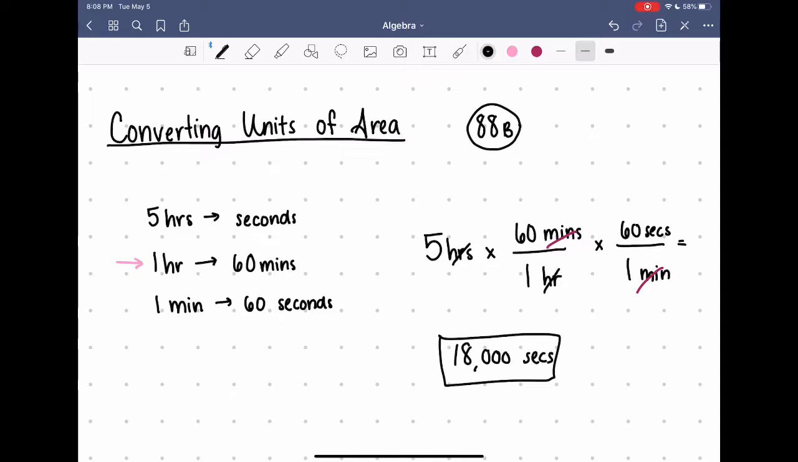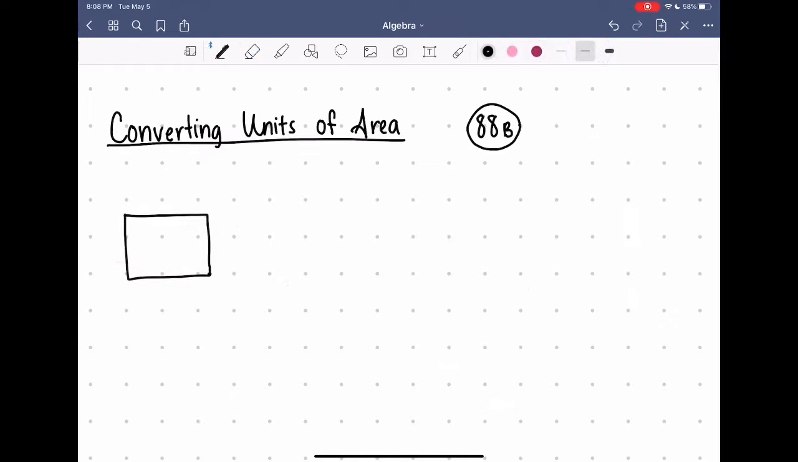Okay, now in the problems like the ones I'm about to do, we are not only converting from one unit to another, we're converting units of area. So let me explain. If I have a rectangle like this, and I'm trying to solve for its area. So let's say the top is 3 feet and the side is 2 feet. The way that I would solve for this area is multiply the length times width. So I would get 3 times 2. I would be multiplying 3 feet times 2 feet. And then I would get 6 feet squared.